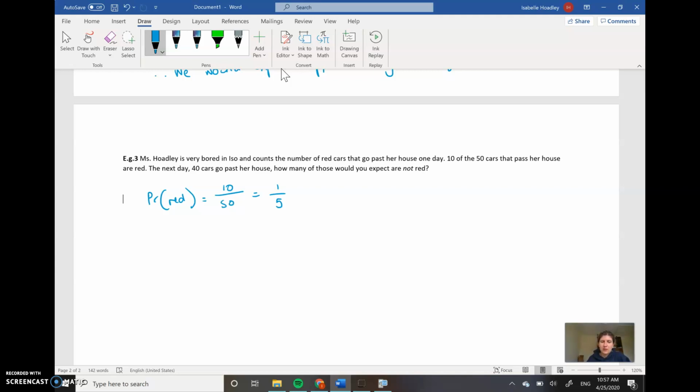So now the next thing we need to do: if we know our probability of red is 1/5, that means our probability of not red is 1 minus 1/5, which is 5 out of 5 minus 1 out of 5, which is 4 out of 5. Most of you will have done that in your head much quicker, but there's the full working. And that's relating back to what we did earlier on, so that's really important.